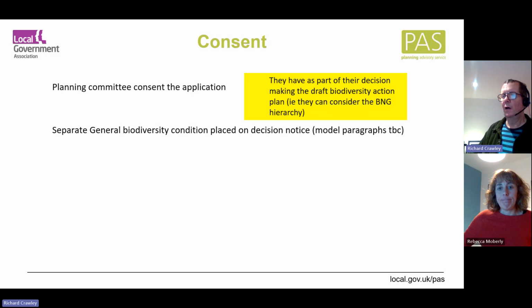Okay. And then I suppose at the point of considering the application at planning committee, in a yellow box, so this is not the statutory guidance, this is what Paz thinks. What Paz thinks is that they will have in front of them the draft biodiversity gain plan, so they're able to consider the BNG hierarchy, they're able to consider the NPPF hierarchy anyway, and they'll be able to take a view of their judgment about whether this application should be consented or not.